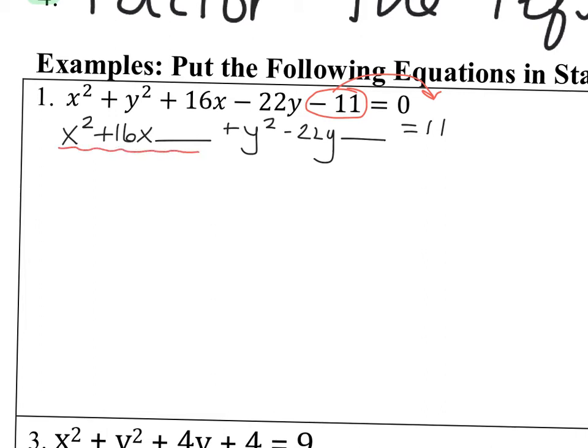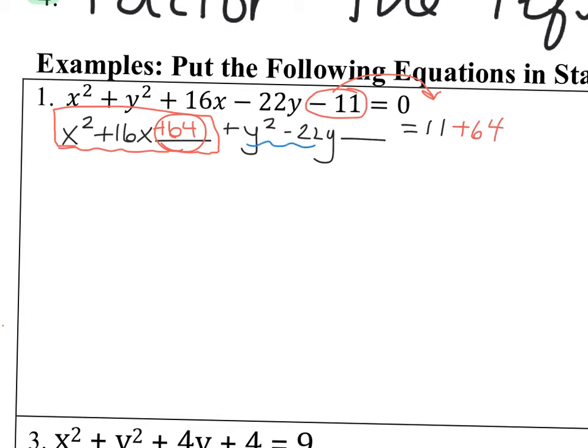So if I look on this term, just on my x's, I'm going to complete my squares on my x's. So I'm going to take half of b. So b is 16, so half of 16 is 8. And then I'm going to square 8, which is 64. Because I magically added 64 over here, I have to magically add 64 onto my right side.